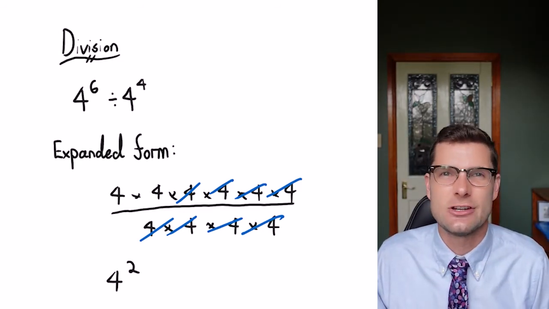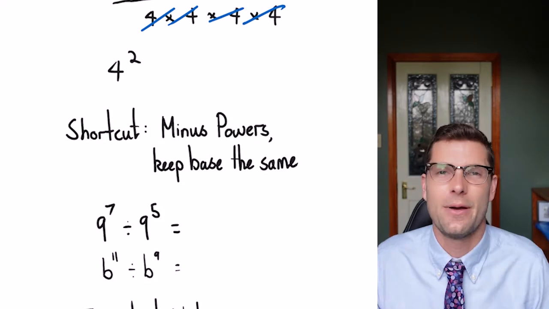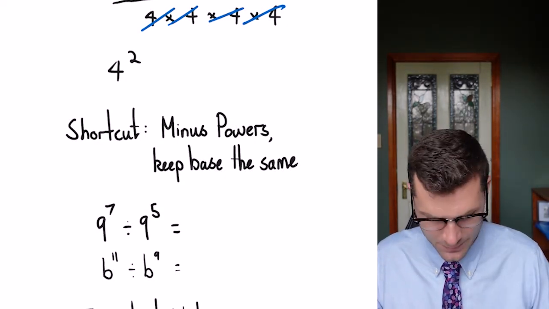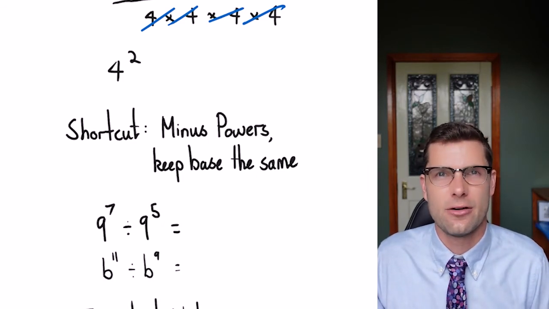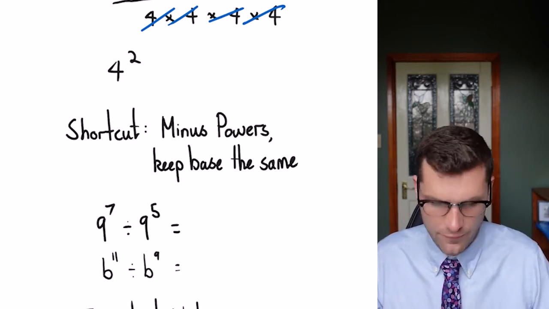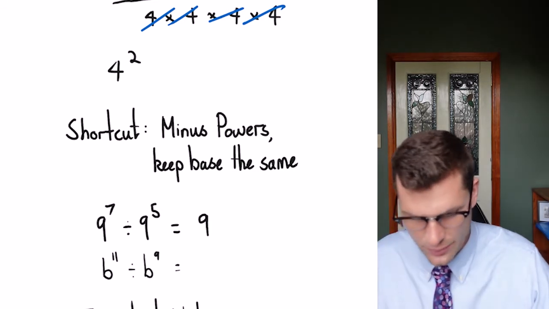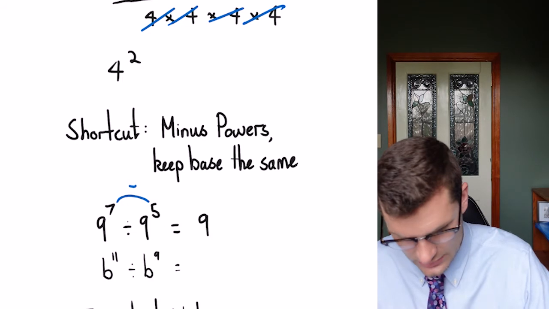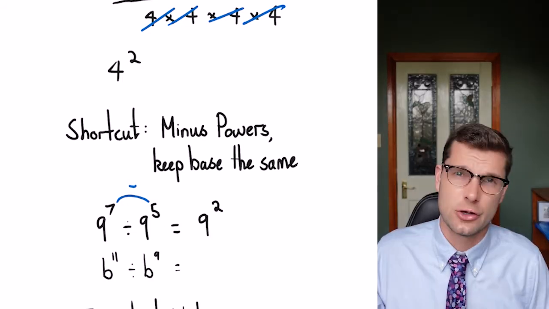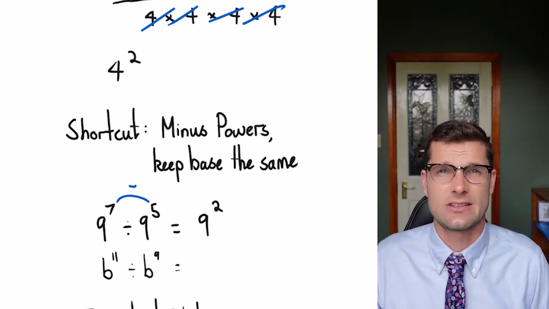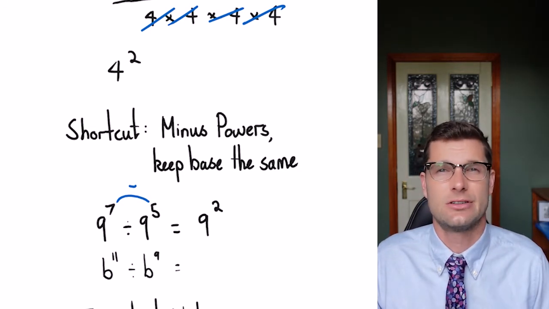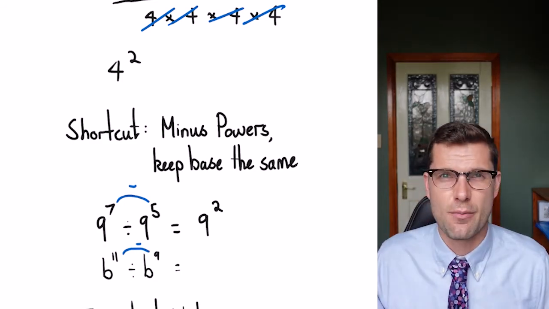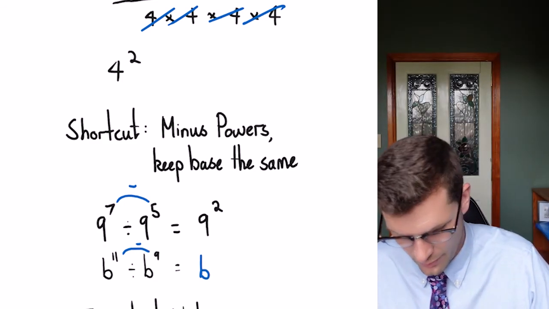You might be able to see where this shortcut goes pretty easily, but the shortcut is you minus the powers while leaving the bases the same. So for this one, 9 to the power of 7 divided by 9 to the power of 5, you've got 9 as the base, and all we've got to do is minus 5 from 7, which leaves us with 9 to the power of 2. Exactly the same thing if it's a letter, b to the power of 11 divided by b to the power of 9, all you've got to do is minus those two numbers, leaving us with b to the power of 2.